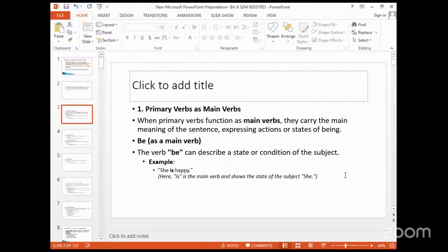Now, be as a main verb can describe a state or condition of the subject. For example, she is happy. Here is is the main verb and shows the state of the subject, she. Right? Though it's a helping verb, it acts like a main verb.